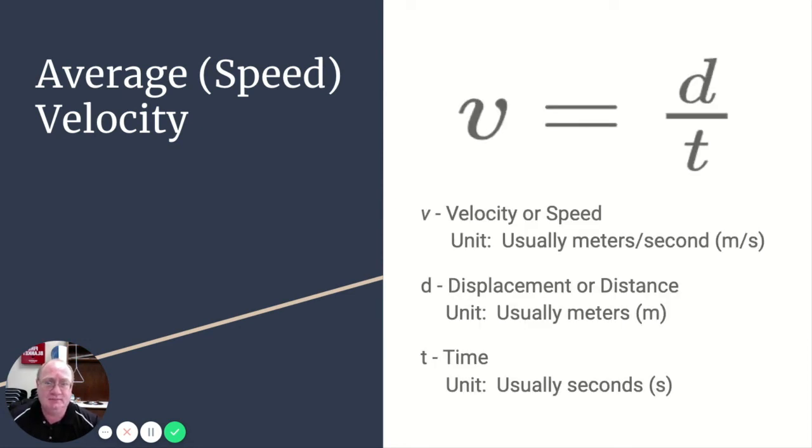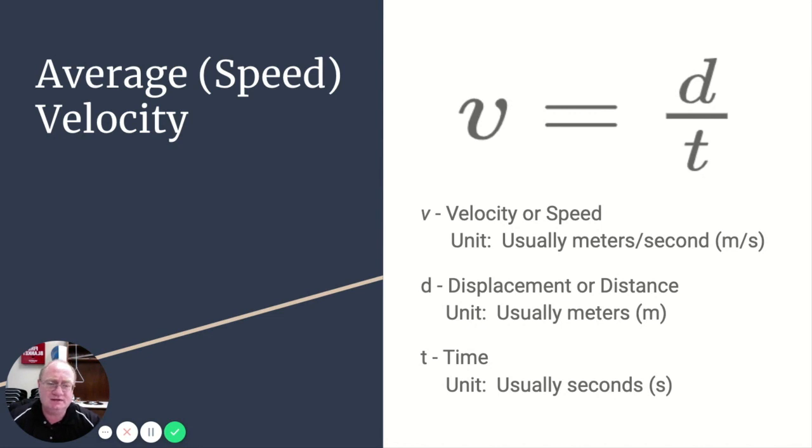the total time. So for average velocity, take the total distance, everything added together, and the total time, how long it took for the entire trip. That will always give you the average speed or average velocity for the entire trip.